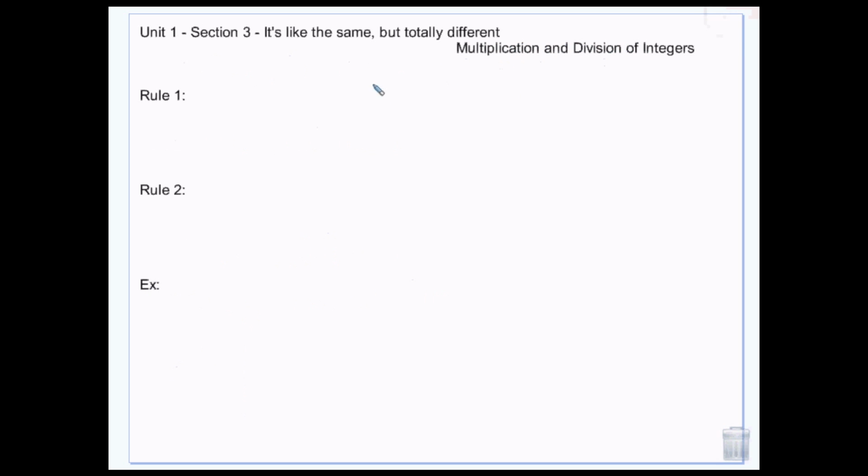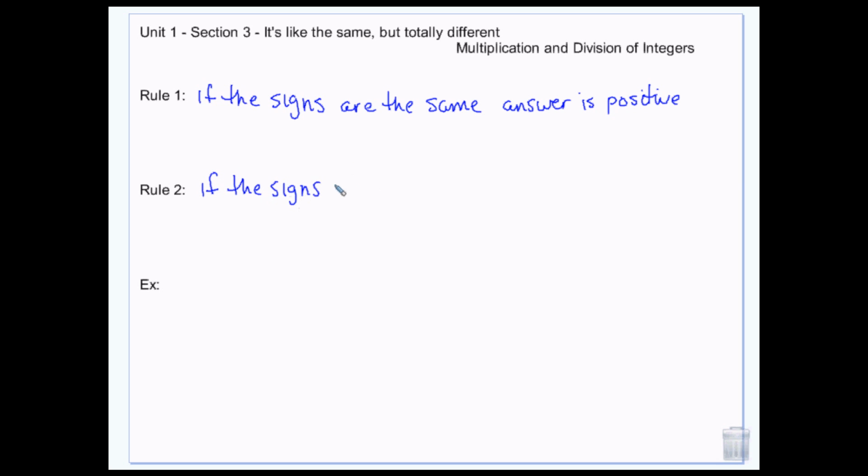Okay, so multiplication and division, they're not the same, right? Multiplying is one thing and division is another, but the rules are the same for both. That's why it's the same but different. So the first rule is if the signs match, your answer is positive. If the signs are different, the answer is negative.